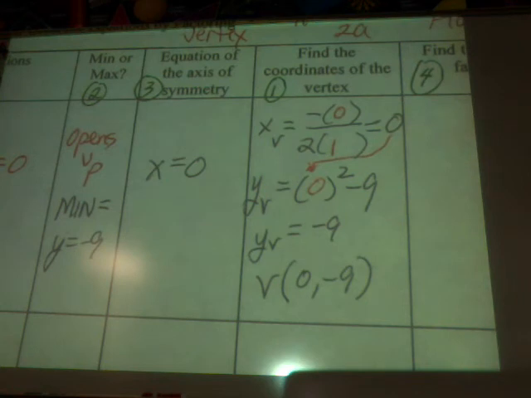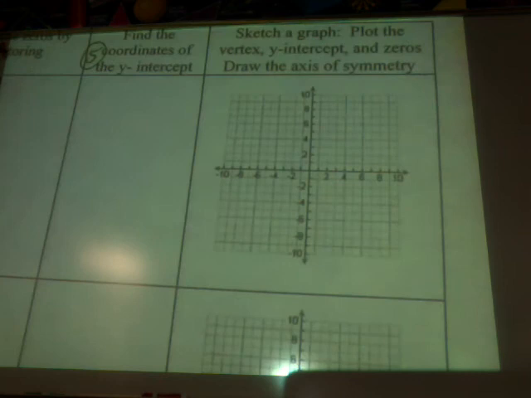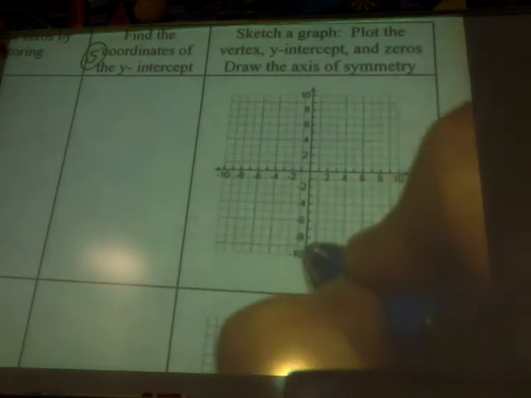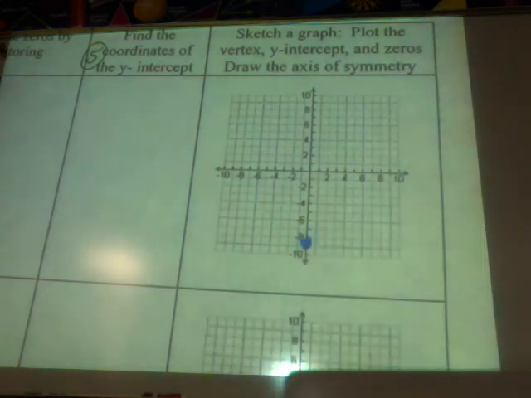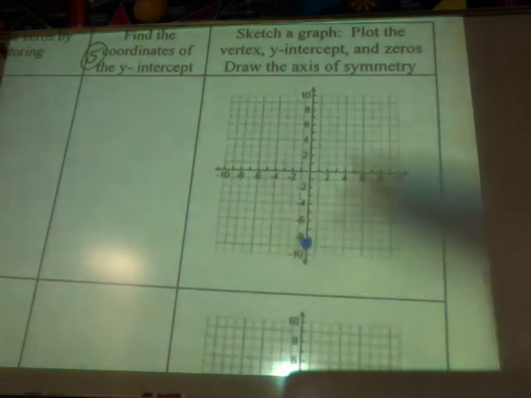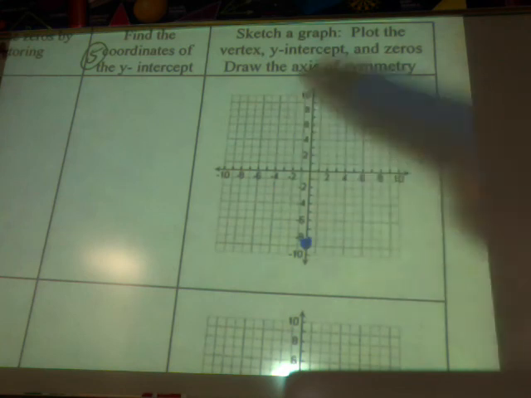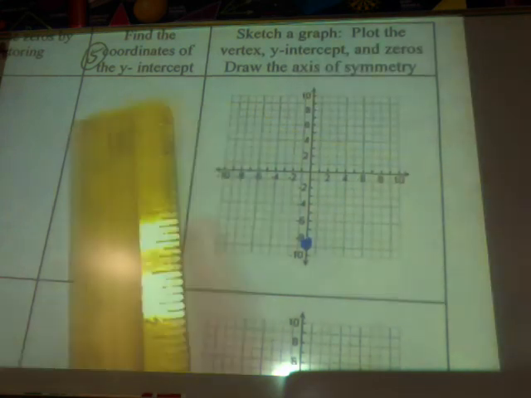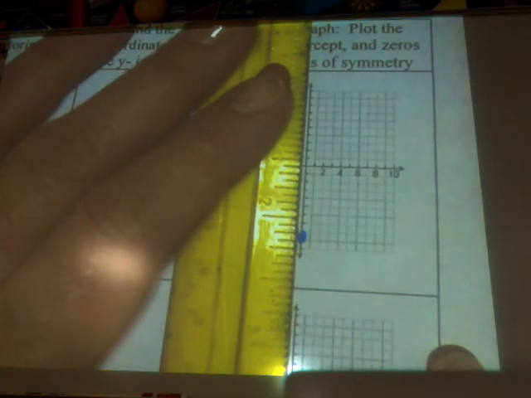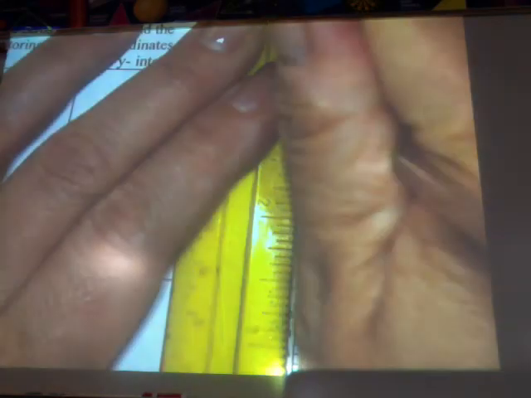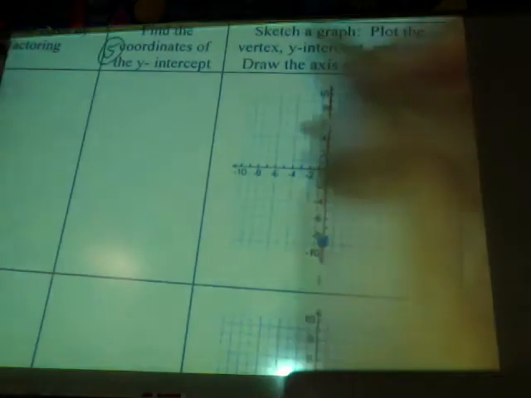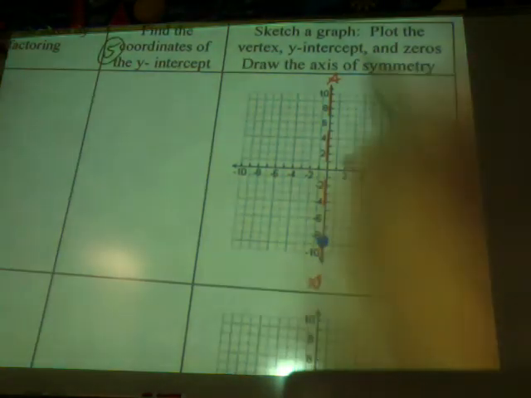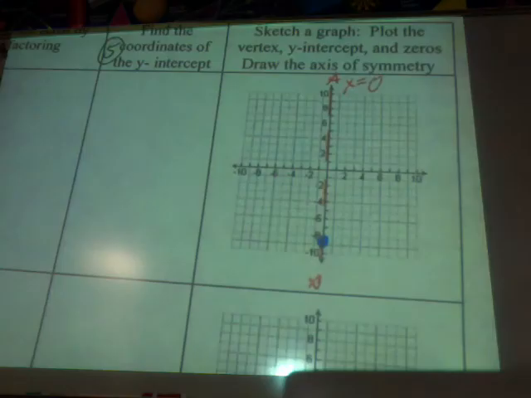So then we're going to plot our vertex. I'm going to go over here, plot my vertex. 0, -9, so it's way down here. I'm opening up. Am I going to have solutions or not? Opening up. Will it cross the x-axis? Yes. The other thing I'm going to put in here is my axis of symmetry. Like I said, if you want to do that in a different color, you may, if it makes you happier, just the axis of symmetry. You have to dash it and label it. X equals 0.